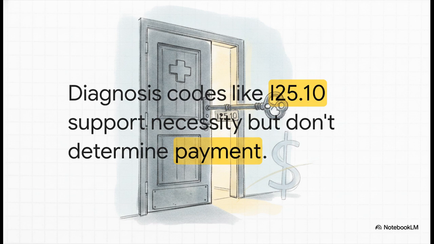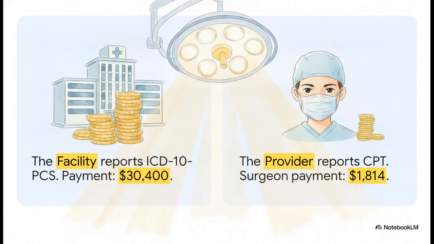But here is a super vital rule in coding guidelines. Diagnosis codes prove the medical necessity. They get you through the door. But they absolutely do not determine the payment amount itself. That payment amount? That's driven entirely by the procedure codes, and this is where the systems dramatically split apart. For this one single patient encounter, the hospital and the surgeon bill in totally different ways.